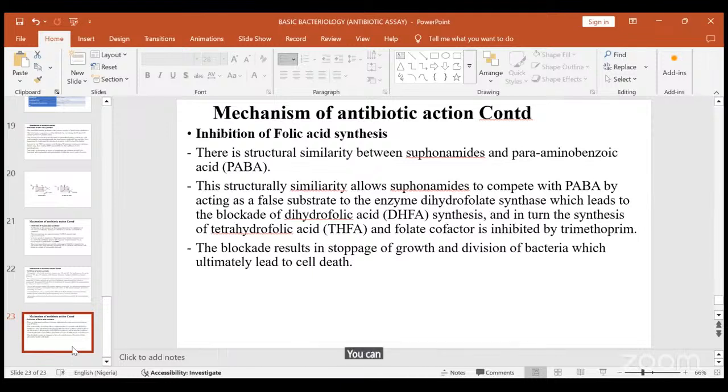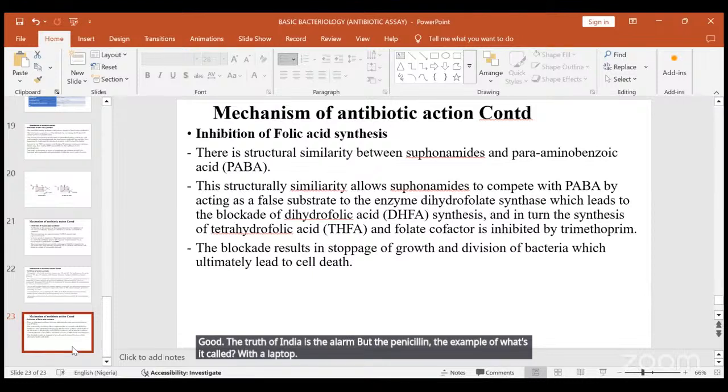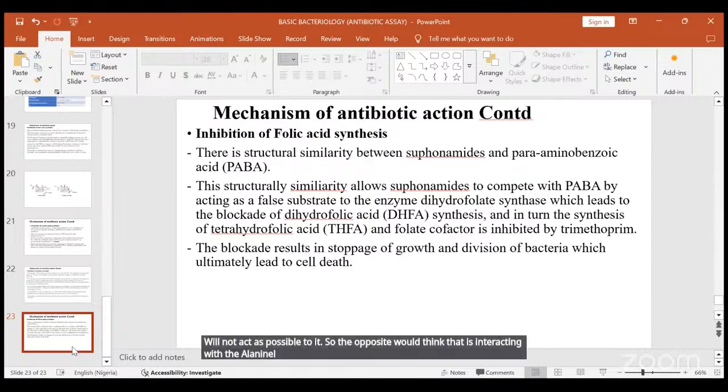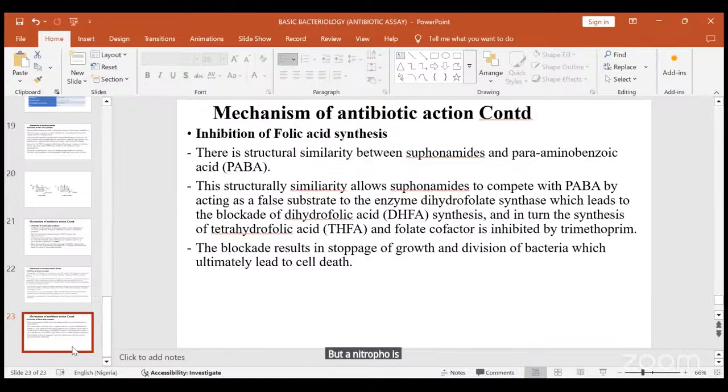You can see the structural similarity allows sulfonamide to compete with PABA by acting as a substrate analogue. The penicillin also acts as a substrate analogue in inhibition of cell wall synthesis. Do you understand? Because the true substrate there is what? The true substrate there is D-alanine, D-alanine. But the penicillin, an example of a beta-lactam, acts as a substrate analogue. So the organism will think that it is interacting with D-alanine, D-alanine, but in actual fact, it is interacting with what is going to kill it.